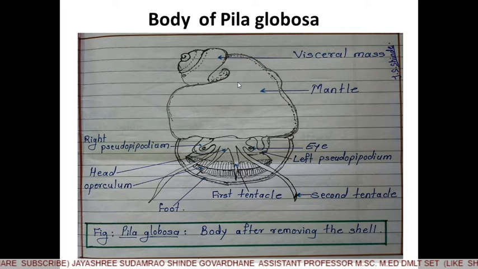Okay, now see mantle or pallial complex. Let us see what is mantle cavity and what is pallial complex. The visceral mass is covered by a thin, delicate glandular covering called the mantle. You can see here the mantle. Here it is denoted as mantle.